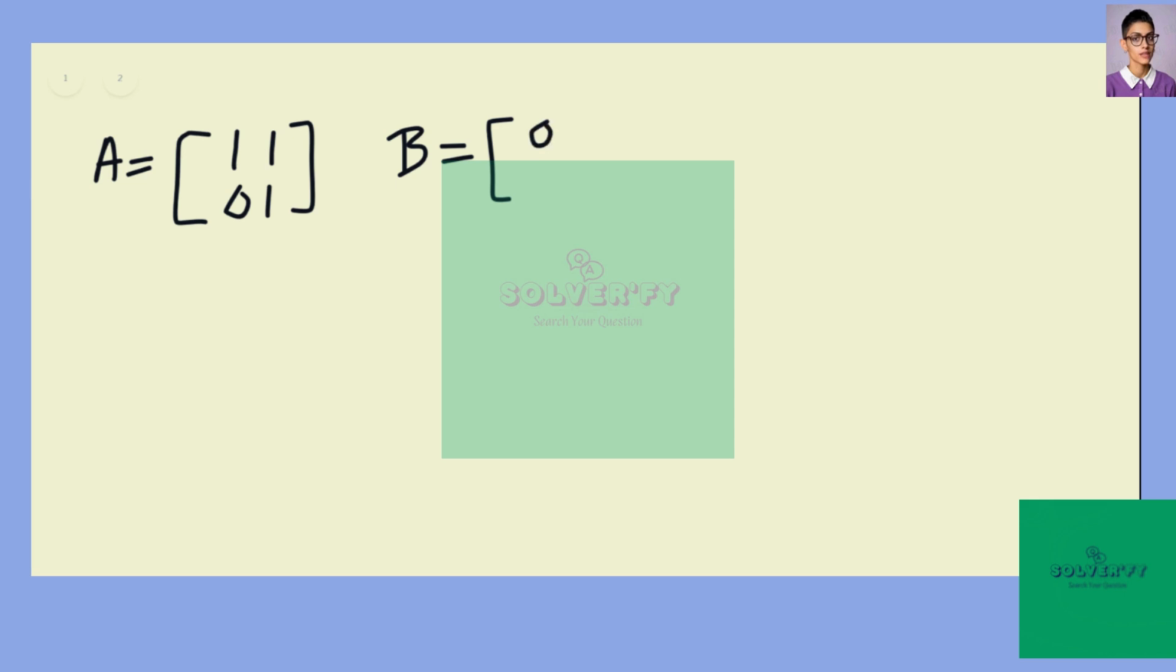Okay, then for C, I'm just going to rewrite our matrices above here. This is the 1, 1, 0, 1 for A, and B being 0, 1, 1, 0. Okay, then so for C, we want to take this last operation here.